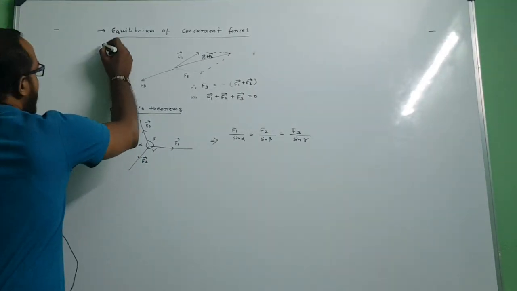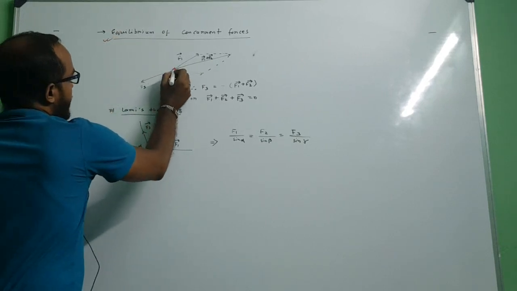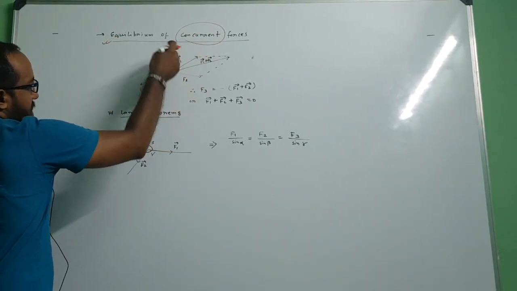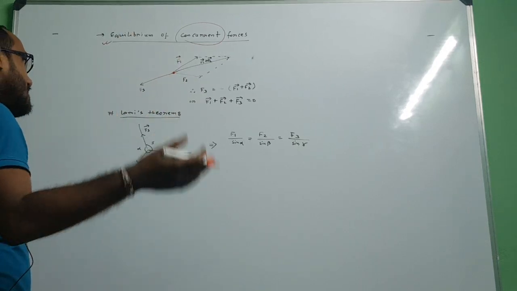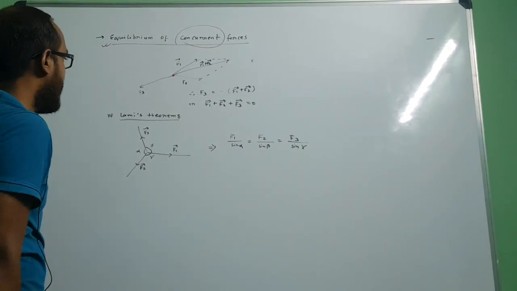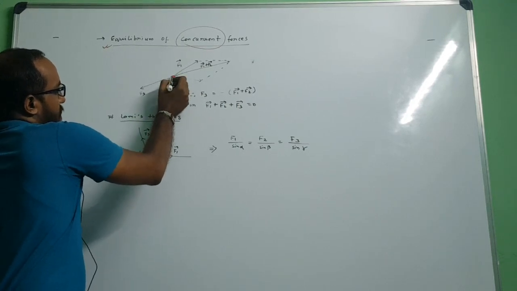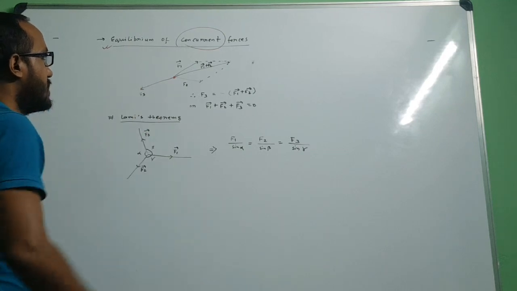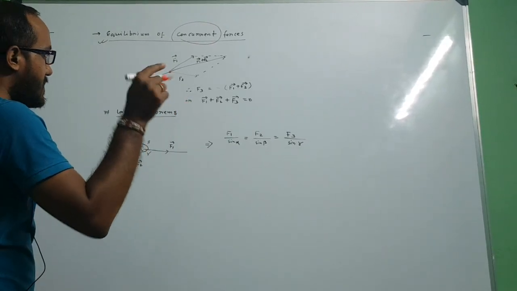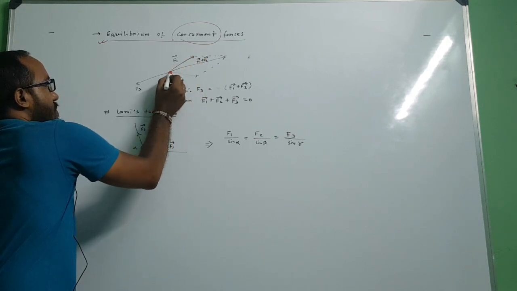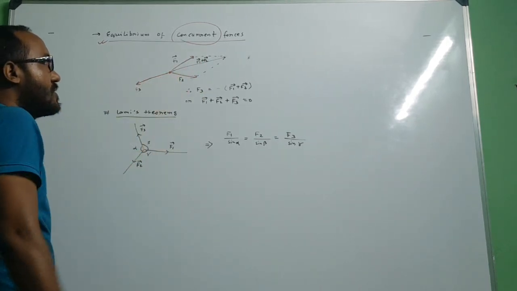Next, equilibrium of concurrent forces. If we apply 3 forces, as in this case, but in other cases maybe we apply 4, 5, 6 or any number of forces, and if you apply them at one point, those forces are known as concurrent forces. At the same point, that is concurrent. So let us say in this direction we have applied force F1, in this direction force F2, and in this direction force F3.